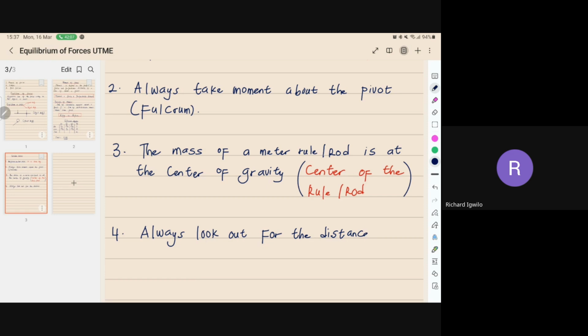the distance, right? Always look out for the distance, the perpendicular distance actually. Always look out for the perpendicular distance between, sorry, let me write abbreviation, between the loads, or in bracket, the forces at the pivots. The pivot or the fulcrum.